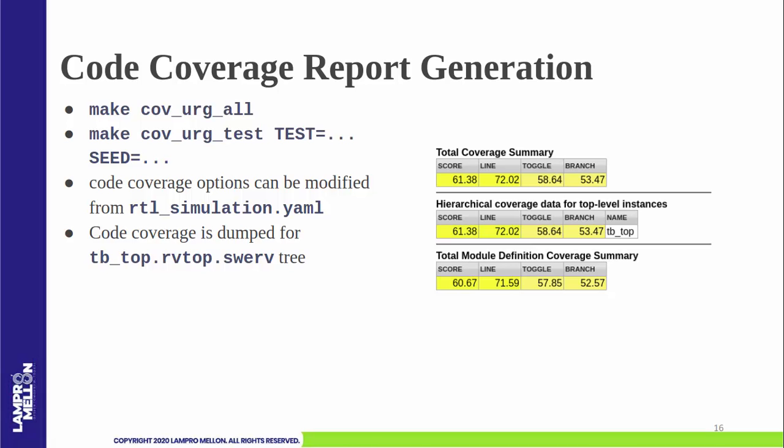If the tests are passed in the post-simulation step, we'd like to find the code coverage. We are dumping the code coverage for line, toggle and branch. Code coverage options can be modified from the RTL simulation.yaml. We have two targets for code coverage. One of these two targets gives us coverage for an individual test, and the other results in merged coverage from all the tests run so far in the output folder.